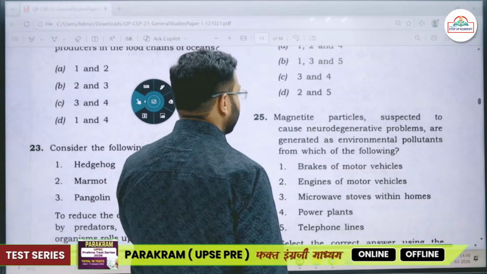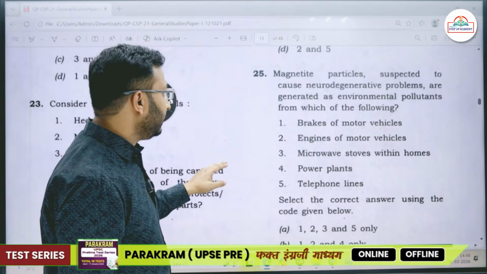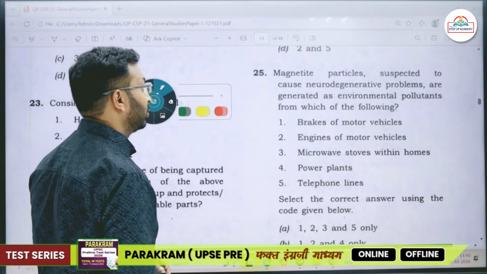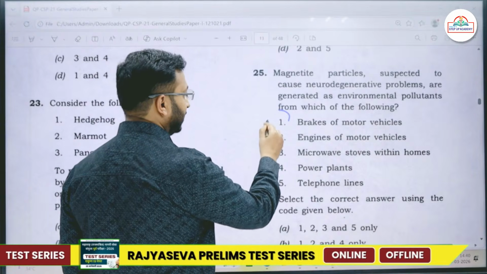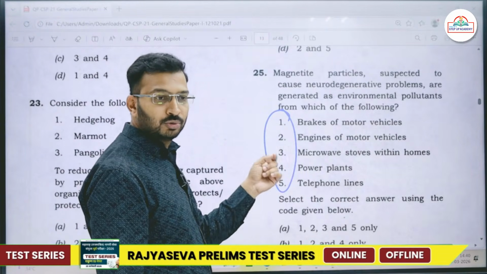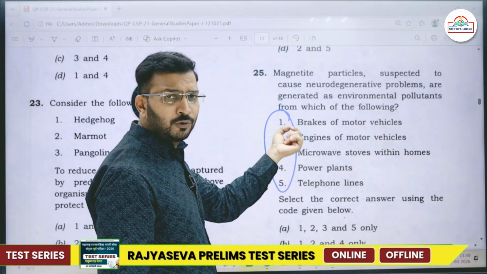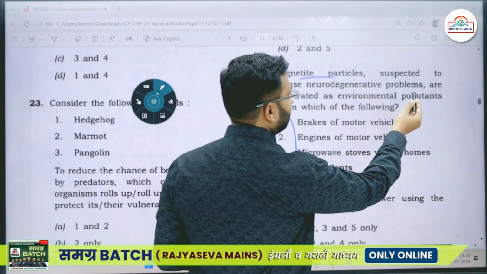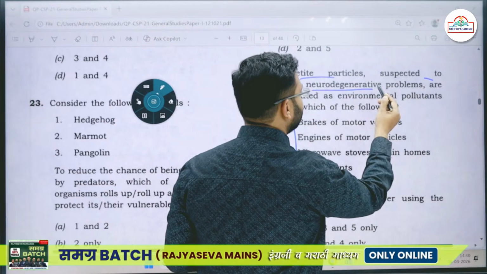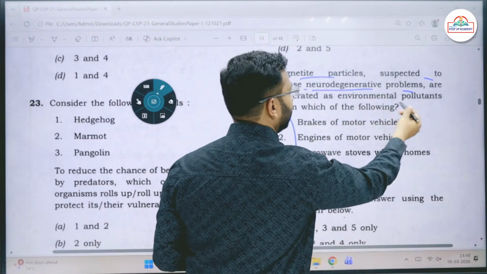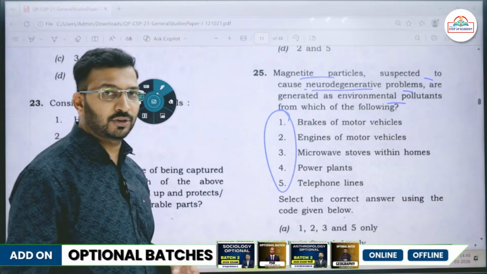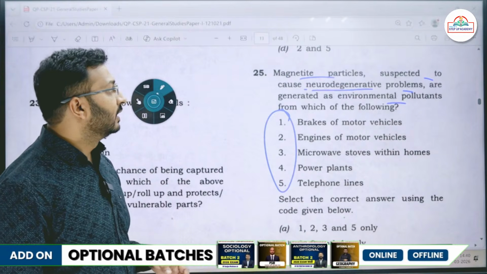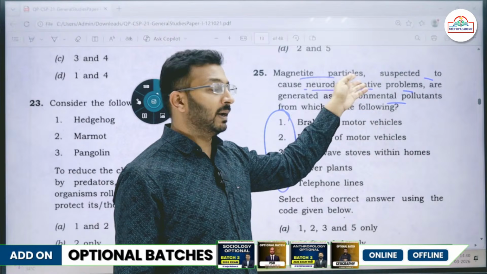Okay. Now let's come to the 25th question. See, always also have one more habit. Whenever you have such multiple things given, 1, 2, 3, 4, 5, always try to look for first eliminating some of the other options. Magnetite particles suspected to cause neurodegenerative problems are generated as environmental pollutants from which of the following? So from which we can get the magnetite particles.